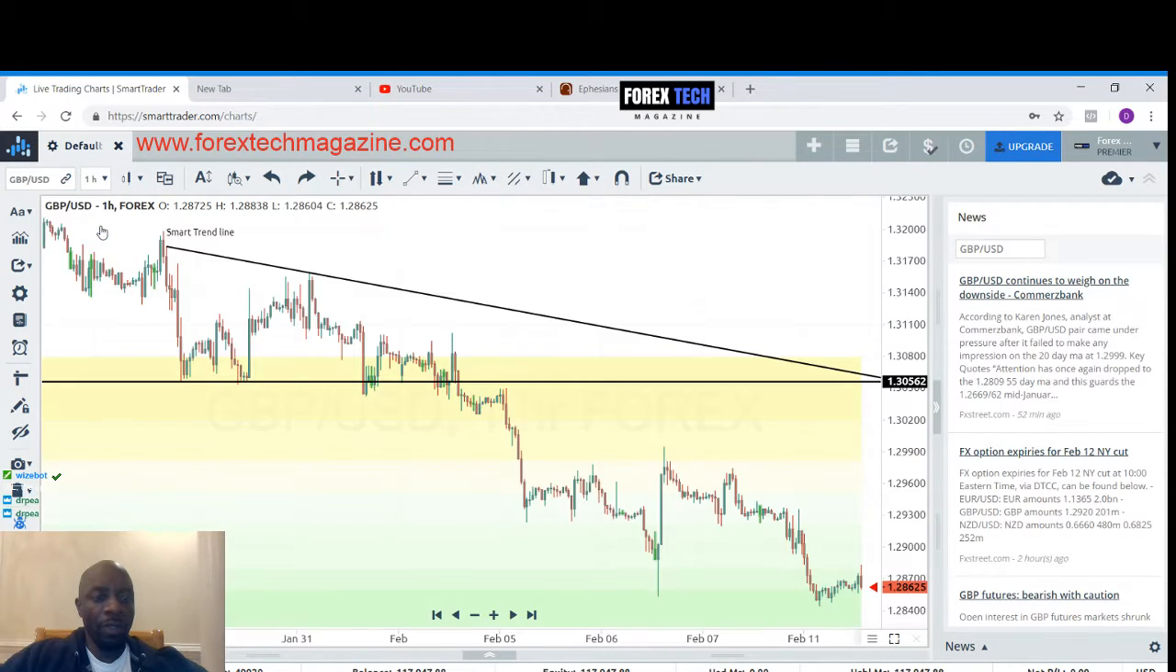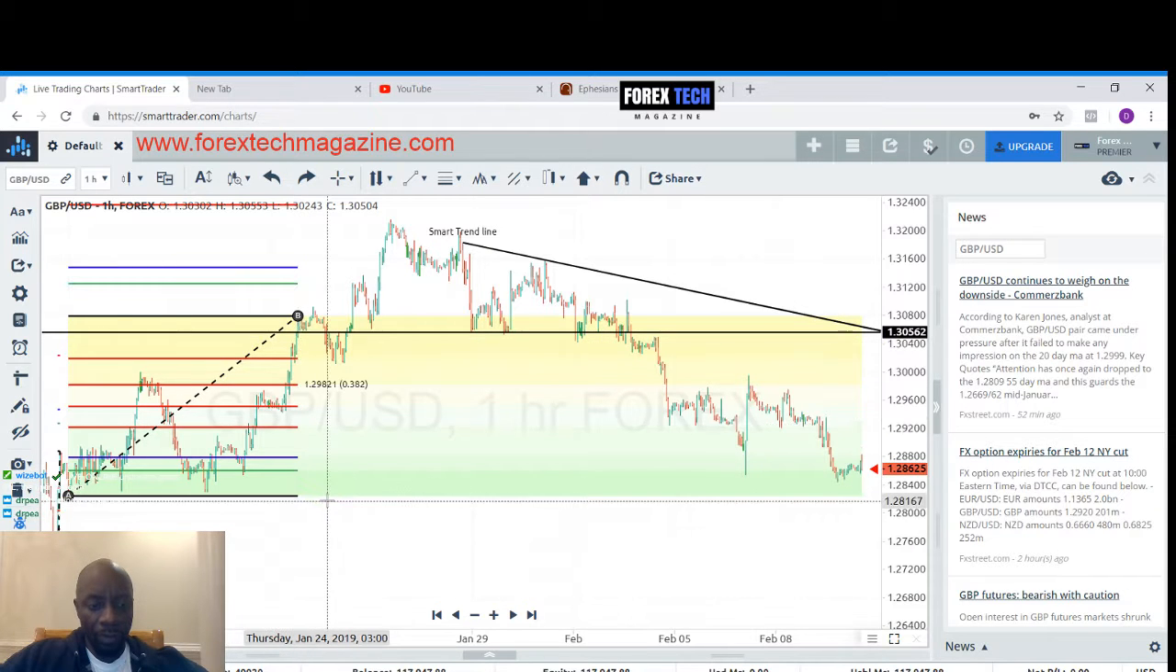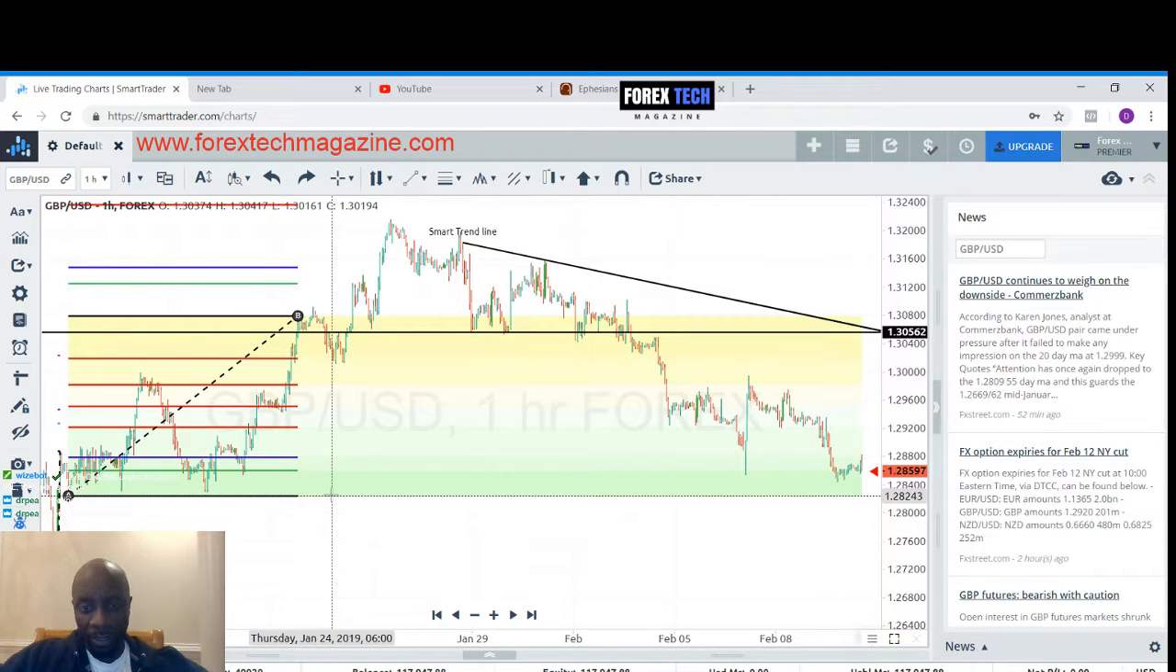So this last one here, which is the Great Britain pound, U.S. dollar. This thing is, man, I would tell you, ugly, super ugly. It looks like it's going to crash back through that A, and once it does, that thing is done.